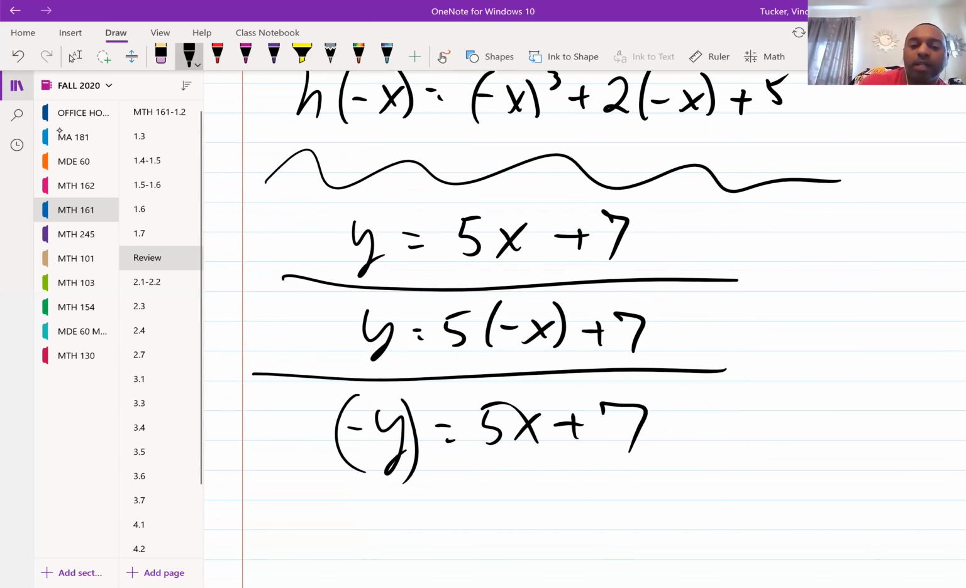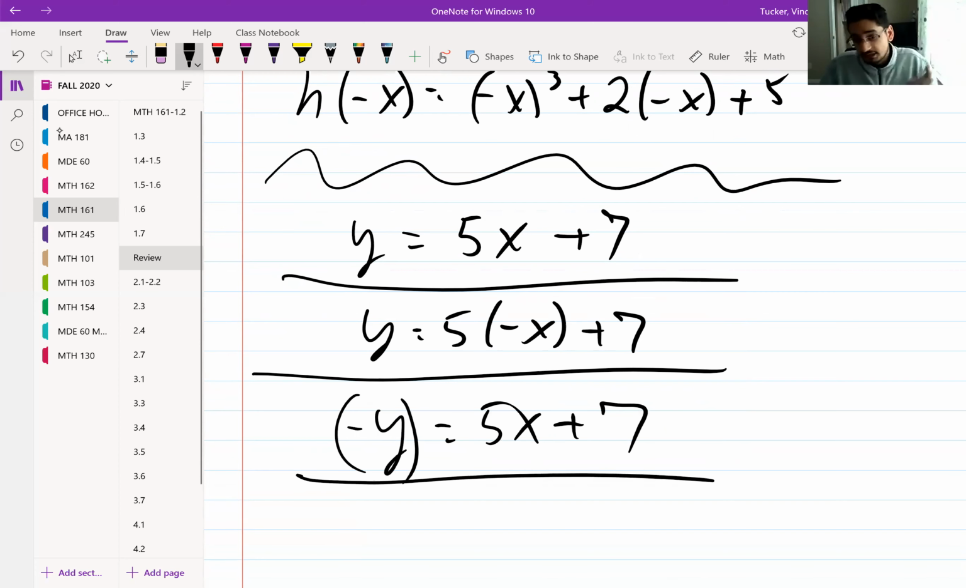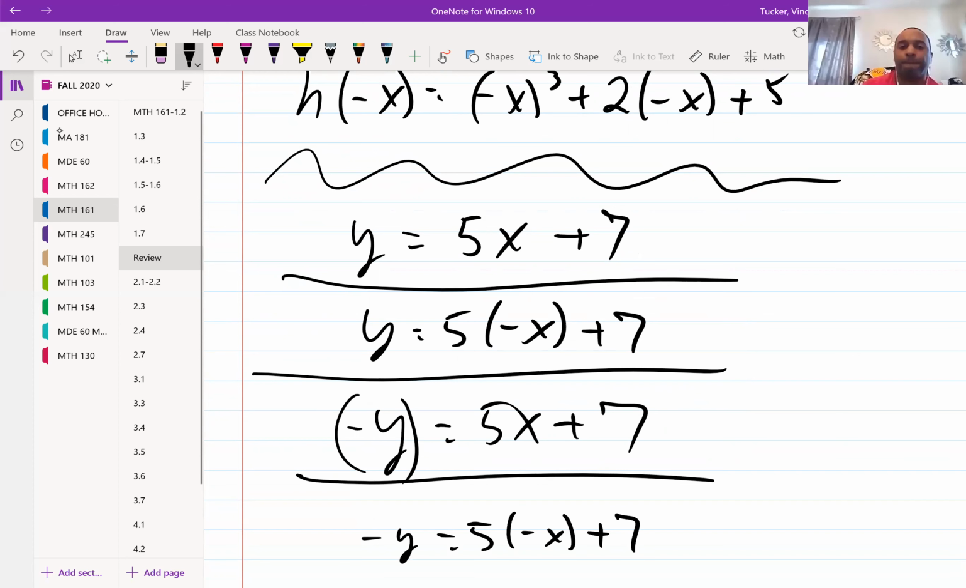And then solve from there, with the -1 on the outside, multiply both sides by -1, and see what the solution ends up being.